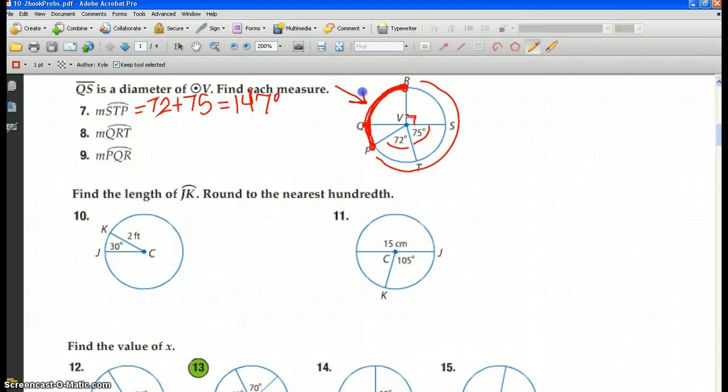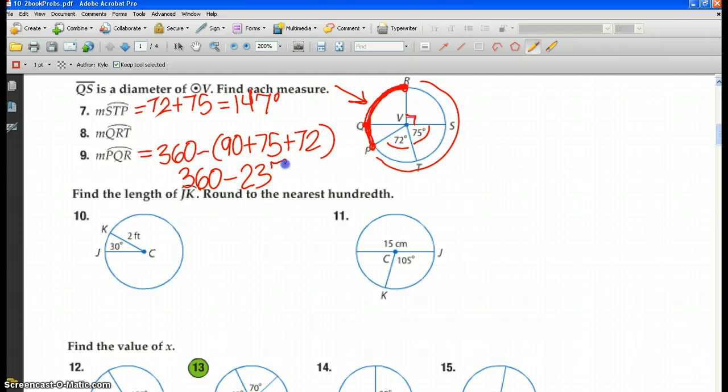So to get this part, we want to subtract these other three parts from 360. So PQR can be found by taking 360 minus 90, 75, and 72, which add up to 237. So 360 minus 237, and we end up with 123 degrees.